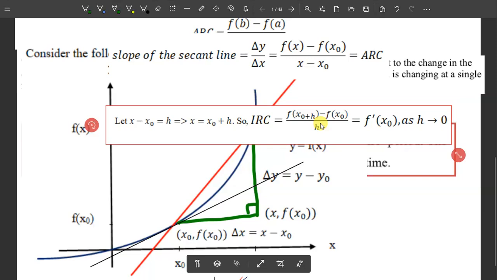Now, having these concepts in mind, let us see some of the examples that might appear under this section. Let us see.